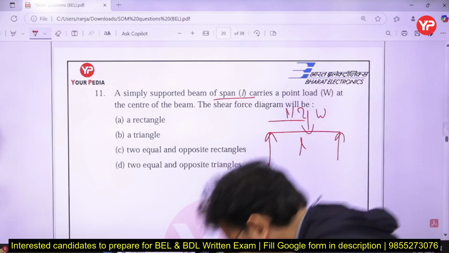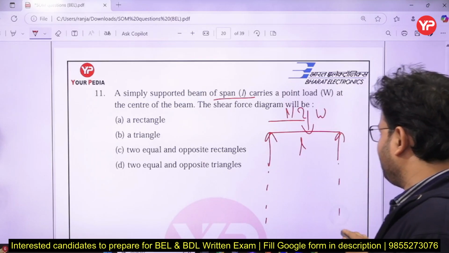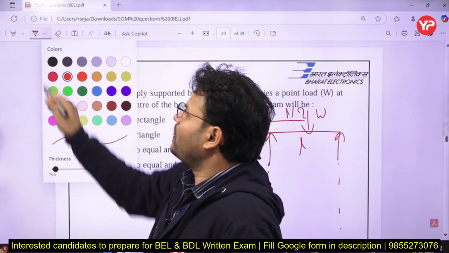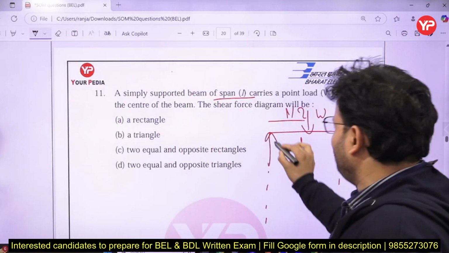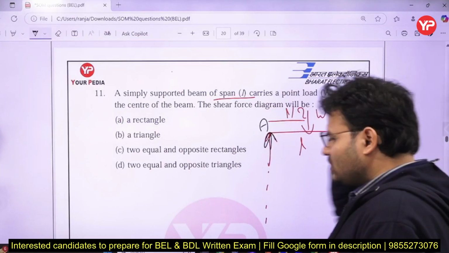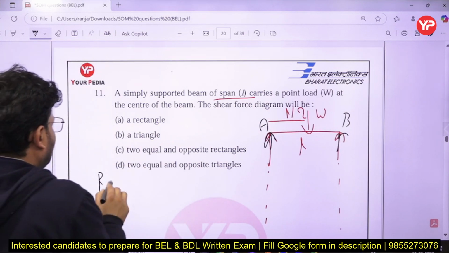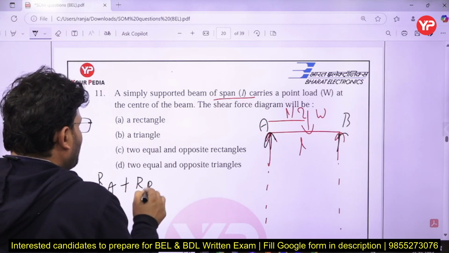So, my dear friends, if you are going to draw the SFD, the shear force diagram, how does it look? Simply, this will be the reaction. Let's assume that is point A, and that is point B. For the calculation of the SFD, RA plus RB should be what, my dear friends? W.